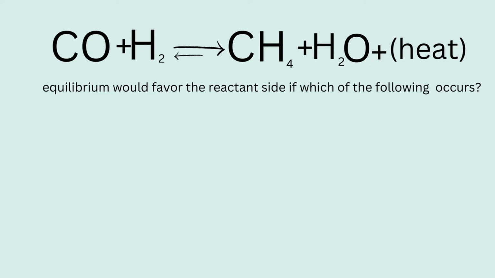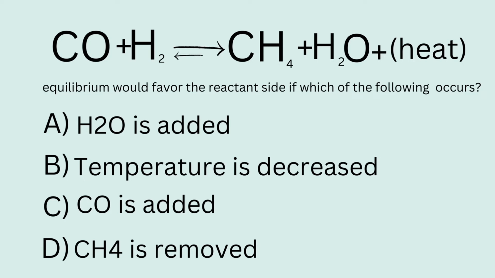So, starting with question number 1. Equilibrium would favor the reactant side if which of the following occur? By the way, when you see the word favor, it means shift towards, okay? So this means equilibrium would shift towards the reactant side if which of the following occurred. So A, if H2O is added. H2O is a product here. If we add product, the system will shift towards the reactant in order to balance it out. Or we can say the system will favor the reactant side. Same thing. So this is our correct answer here.